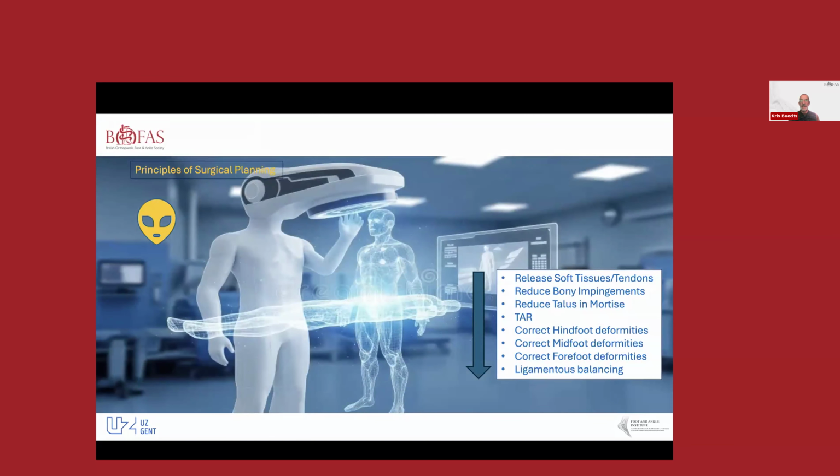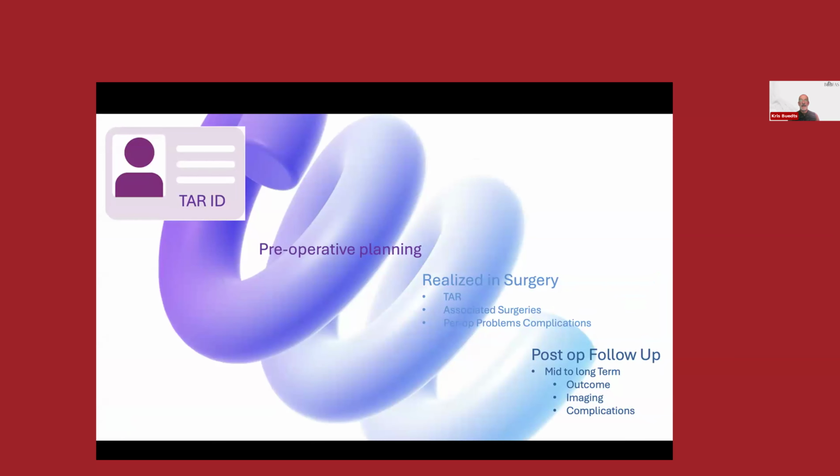That taught me the way I treat it now. So I will start, as mentioned, with all the releases. I will try to reduce the bony impingement. I will try to reduce my talus first, then I go for my total ankle implant, and then I correct the rest of the deformities from proximal to distal. At the end, I will stabilize my ligament structures, and do some lengthening if necessary on the medial side.